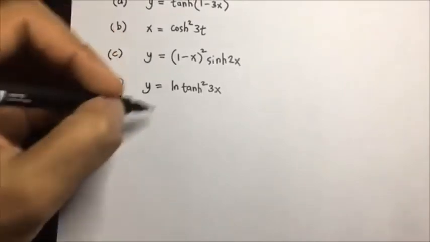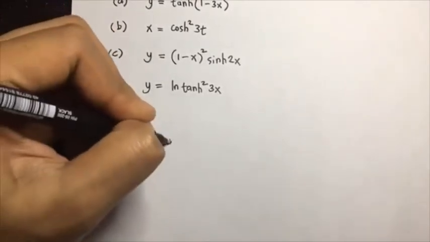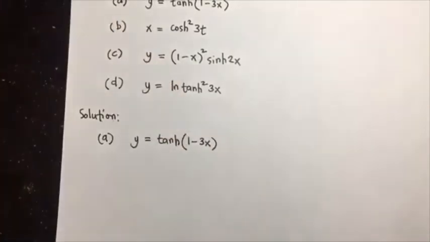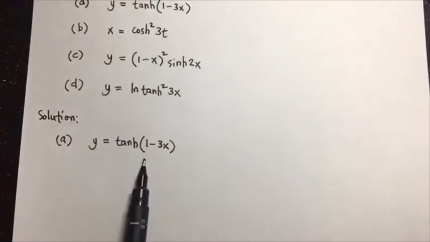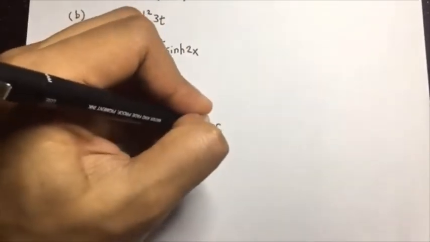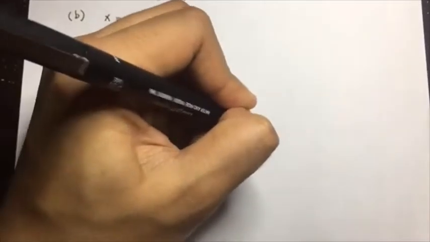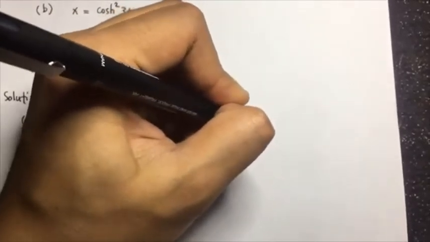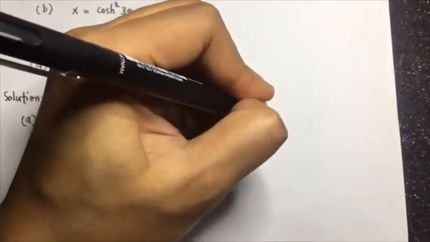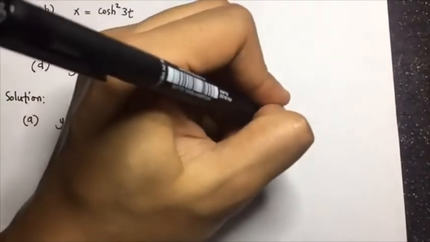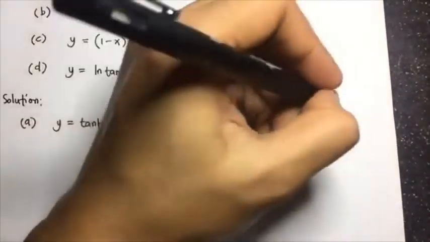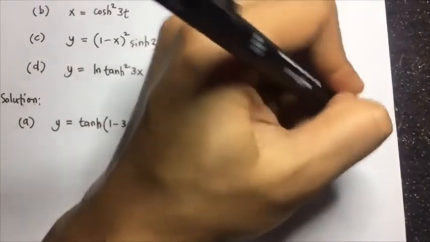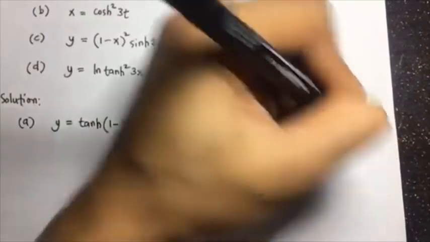For letter A, again, we have y is equal to hyperbolic tangent of 1 minus 3x. Here we will be using the formula for the derivative of hyperbolic tangent. The derivative with respect to x of the hyperbolic tangent of u is equal to hyperbolic secant squared of u times du over dx.